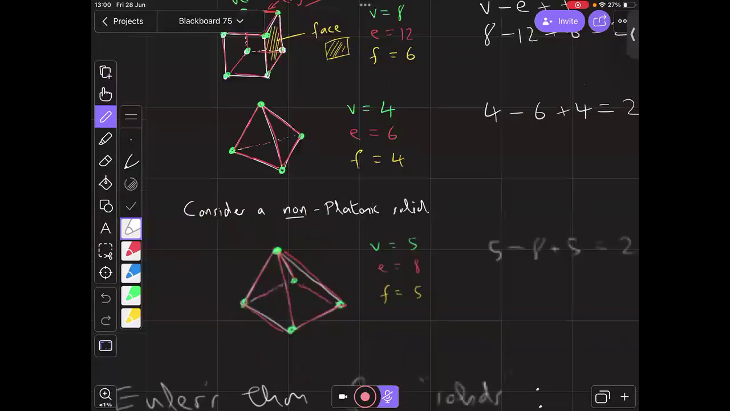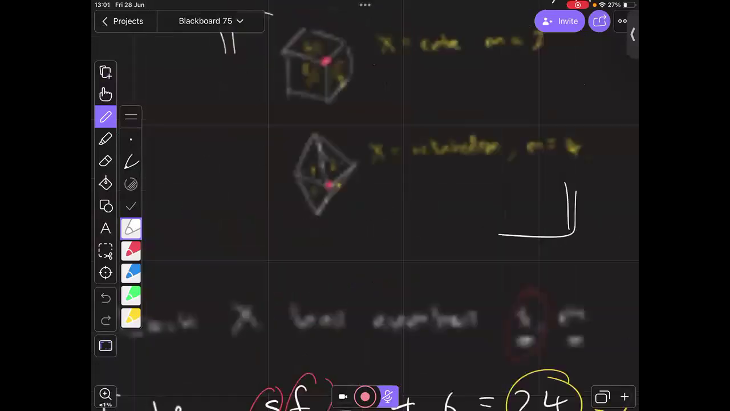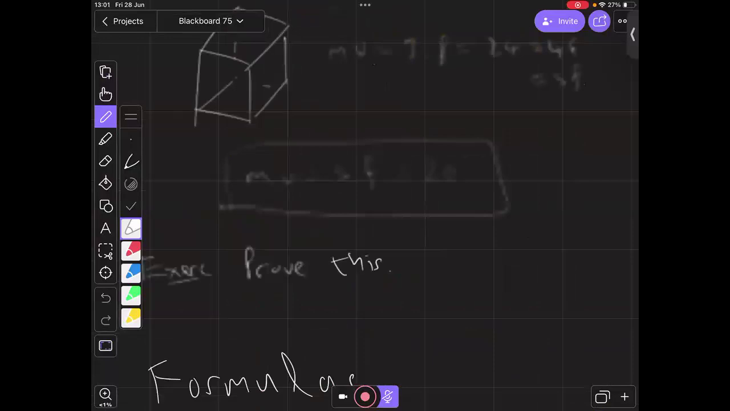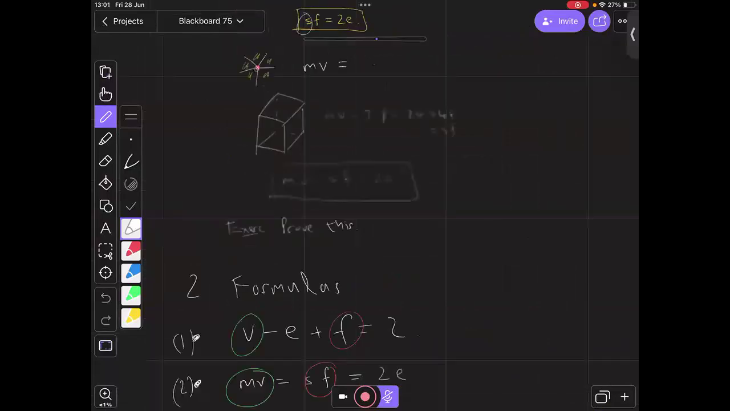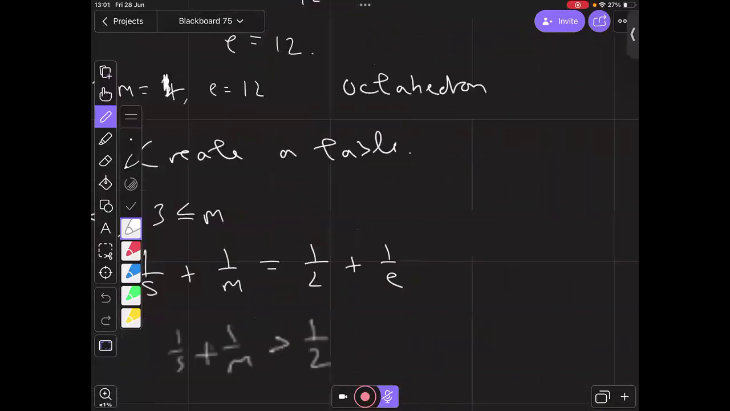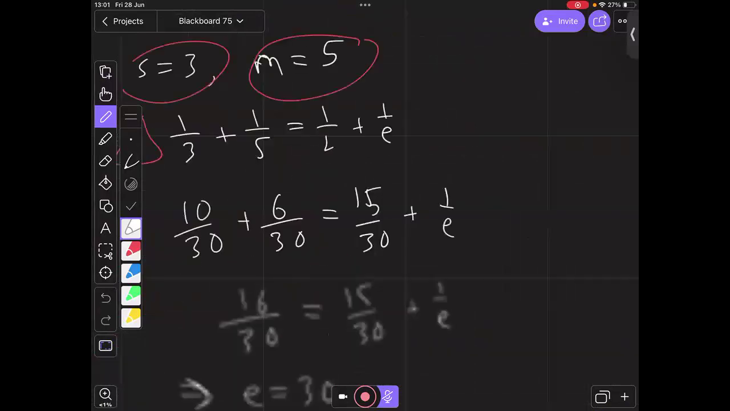All right, it takes ages to go back down. Got this giant blackboard. So this is the icosahedron.